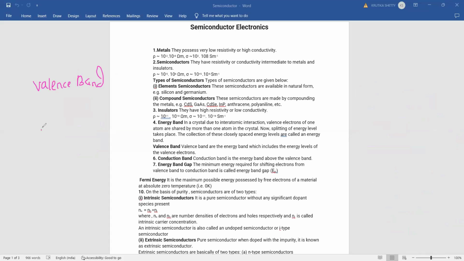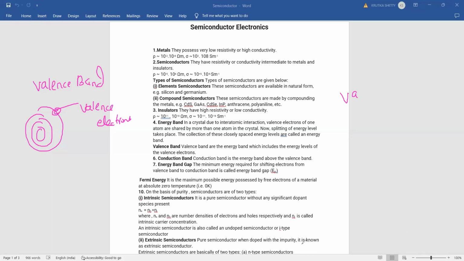If you consider the metals, the metals contain free electrons in their outermost orbit. Whatever the outermost orbit electrons are there, those electrons are called valence electrons. Due to these valence electrons, the energy band we get is called the valence band.